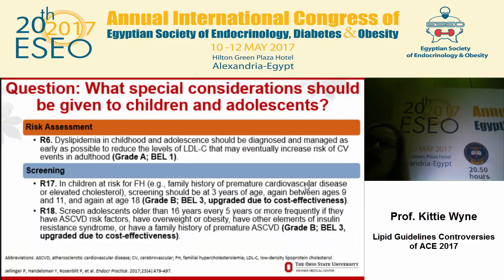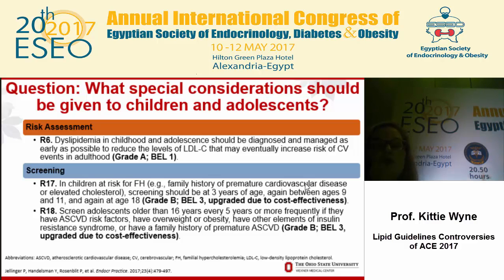Now, what about children and adolescents? I mentioned a little bit about screening them, and it's actually something that should be screened as a child and adolescent. You don't wait until someone is 18 or 21 to screen them. However, screening should start younger if there's a family history of FH, whether heterozygous or homozygous. So in terms of screening younger, that's our recommendation number 17.